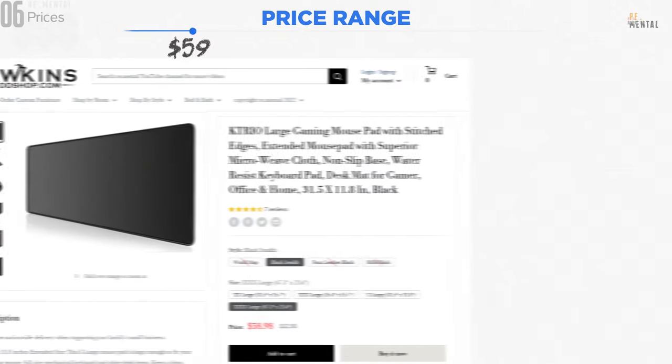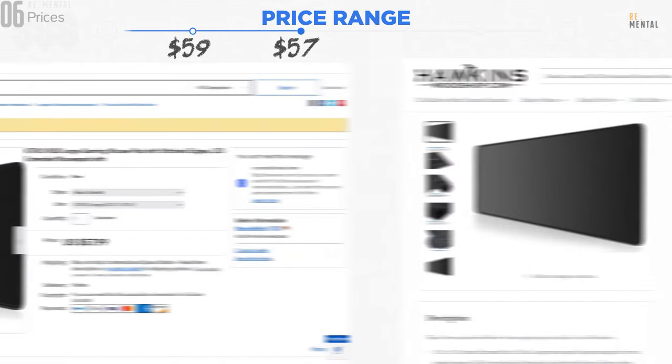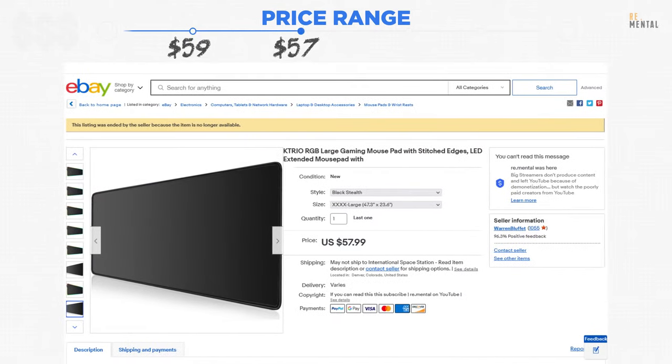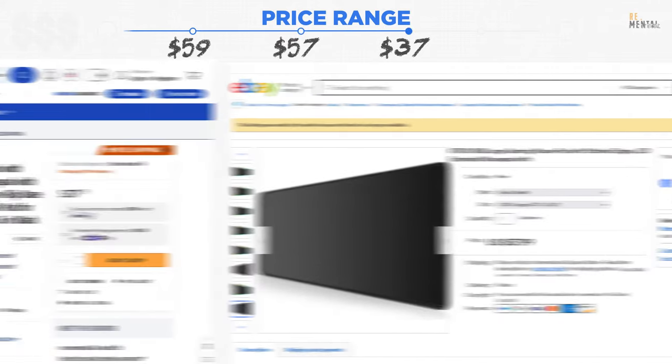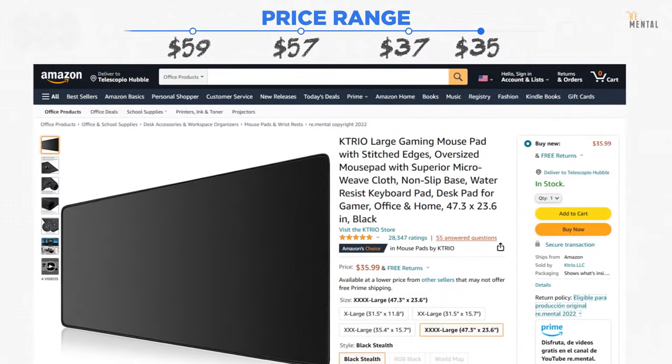This size I was able to find only on selected sites, from 59 with shipping included to 35 plus shipping. Check which seller is the more convenient for you, because I found that the trick here is the shipping price. The product itself is not expensive.